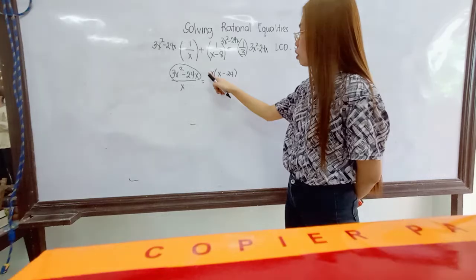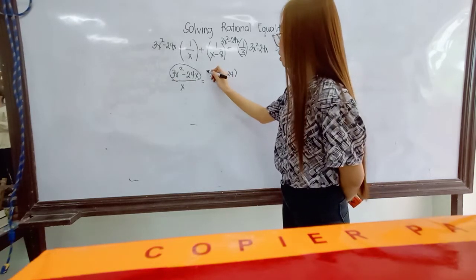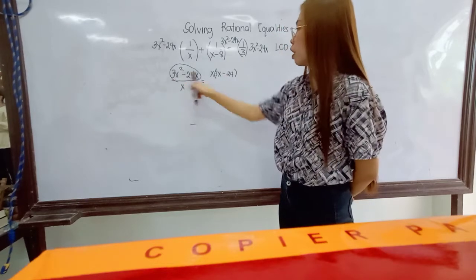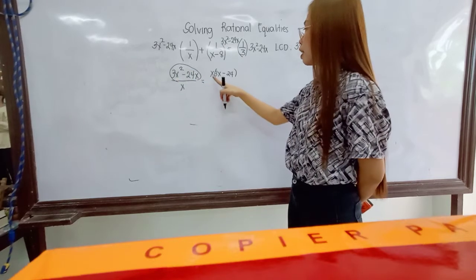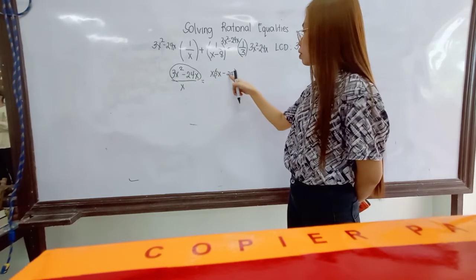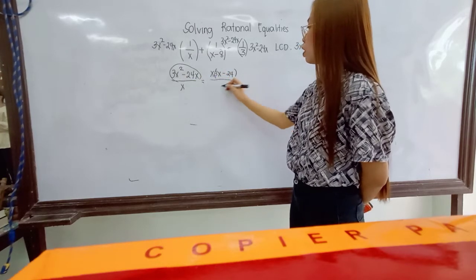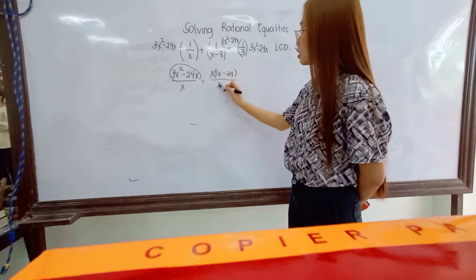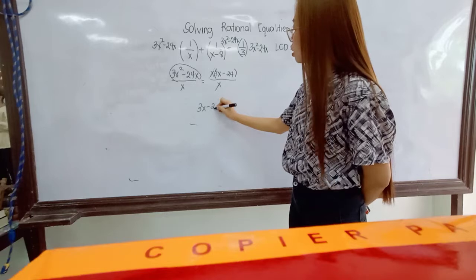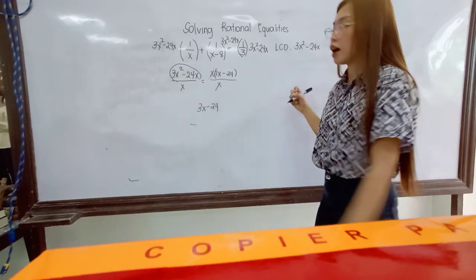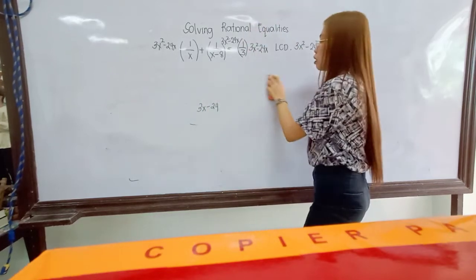So you're going to have distributive property, x times 3x, that is 3x squared, the same with this. And then x times negative 24, that is negative 24x, the same. Okay? Over x, so that we can cancel this. Okay? So ang matira na lang po ay 3x minus 24. Ito na lang siya. Okay?